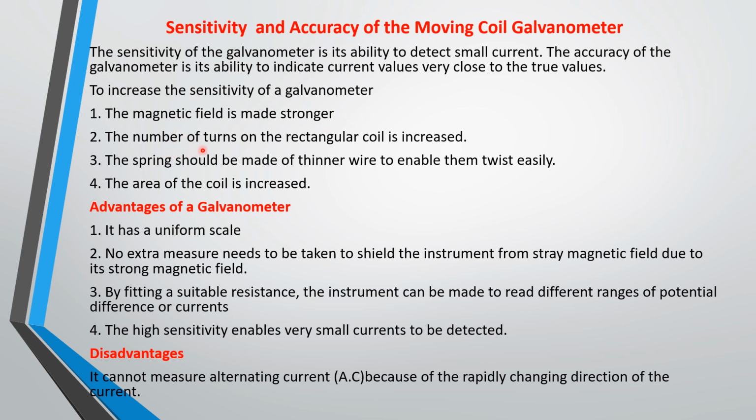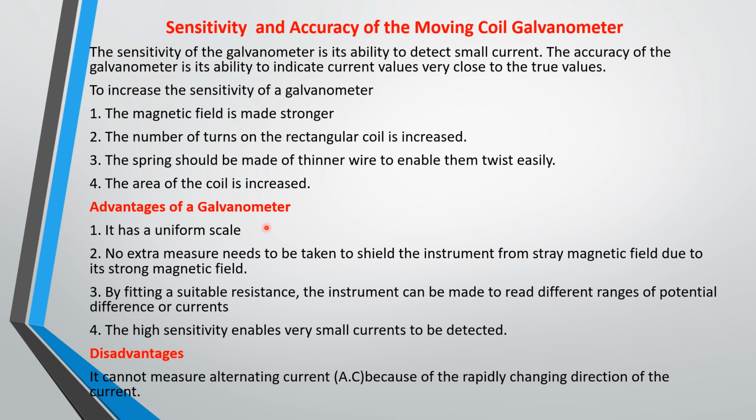If you increase the number of turns on the rectangular coil, it will help you to be very sensitive. The spring that is used should be very tiny so that it can easily swing or twist. Then the area of the coil should be increased. All this will increase the sensitivity of the galvanometer. Don't forget that these are the factors we also listed for the electric motor. If you want to increase the efficiency of the electric motor, it is the same thing.